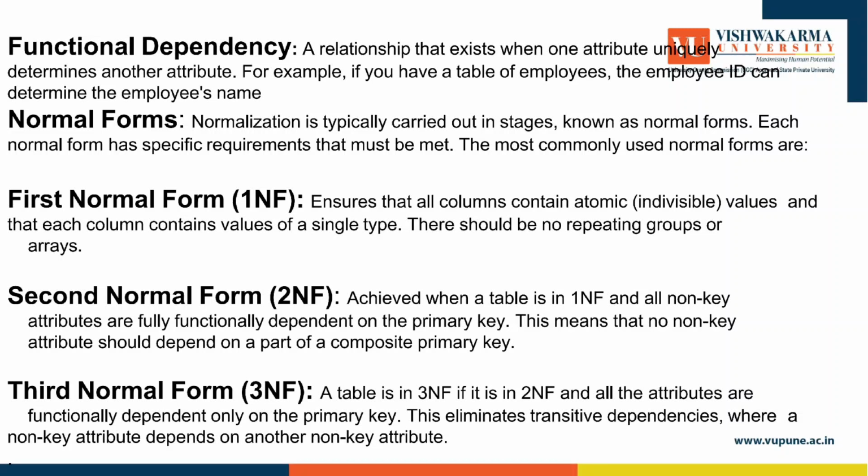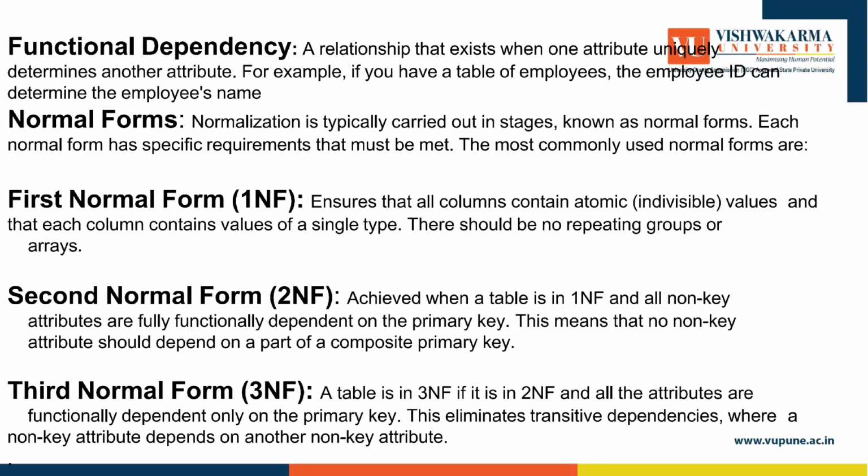Second normal form, 2NF, is achieved when a table is in 1NF and all non-key attributes are fully functionally dependent on the primary key. This means that no non-key attribute should depend on part of a composite primary key. Rule: must be in 1NF and there should be no partial dependency. Goal is to ensure non-key attributes depend only on the primary key. Applies mainly to tables with a composite primary key.